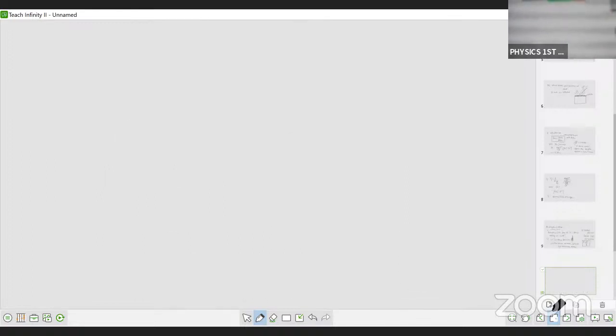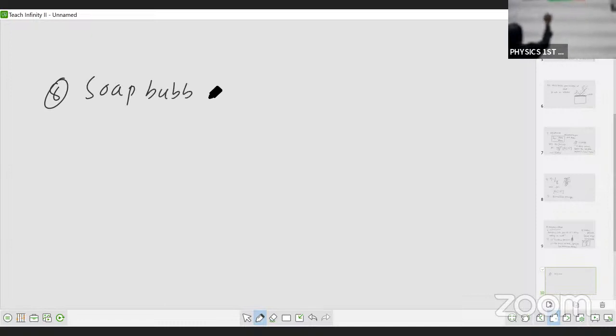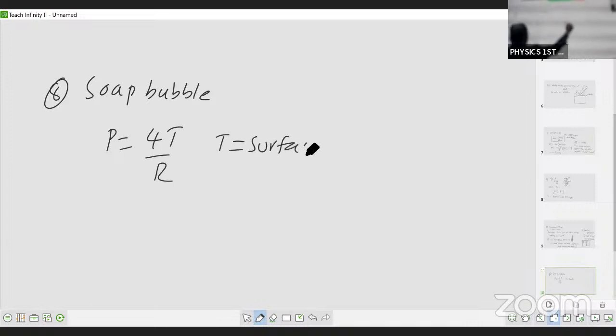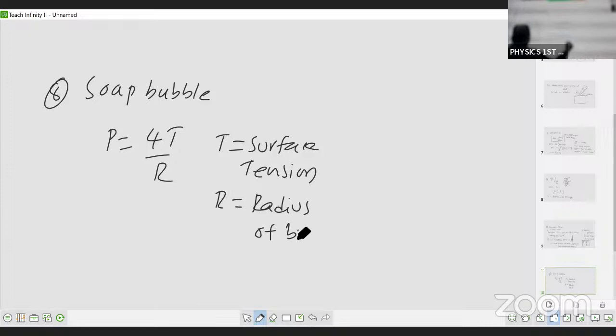And one more upcoming question: soap bubble. Pakka, this question is coming. Yes, soap bubble. Give the expression for a soap bubble. Soap bubble means inside and outside surfaces are present. T equals surface tension, R equals radius of the bubble. This is the 8th, and the 9th one is also over.